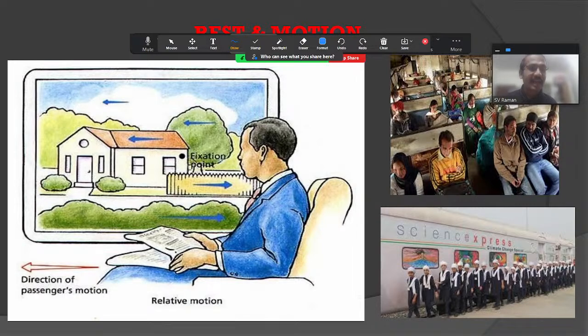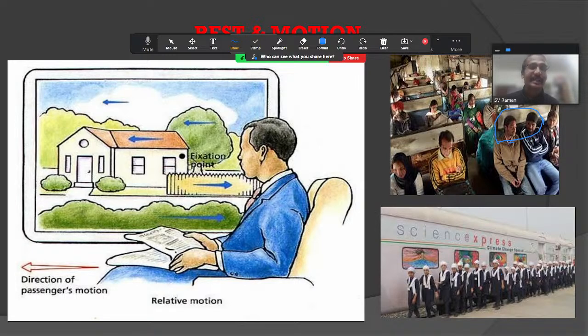These two persons are sitting, they are at rest. The train is moving. But according to students who are all standing at the platform, both are moving. So the same person is at rest, and at the same time, for other passengers, he is also at rest. So who are all standing at the platform? Yes, everyone is moving.